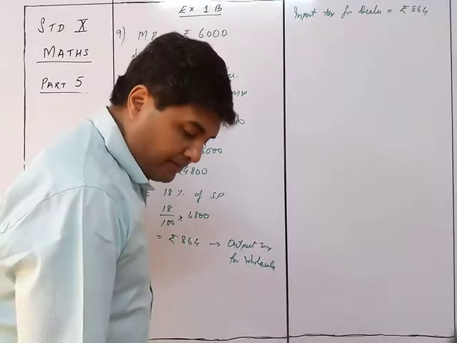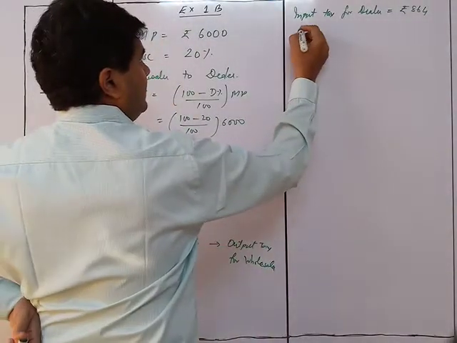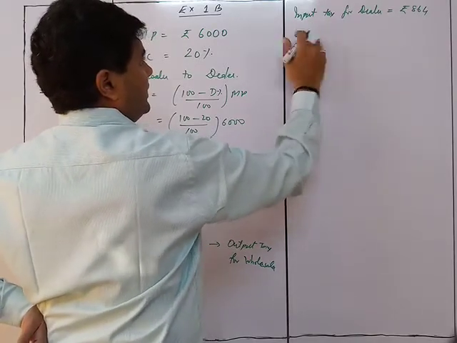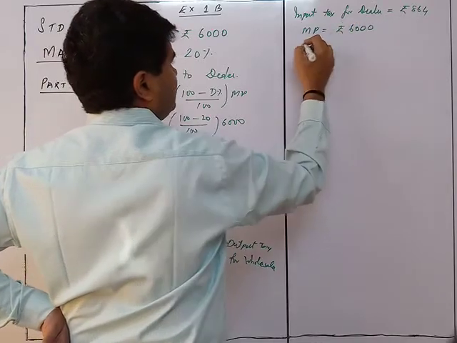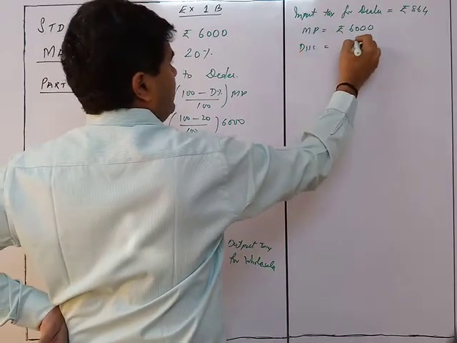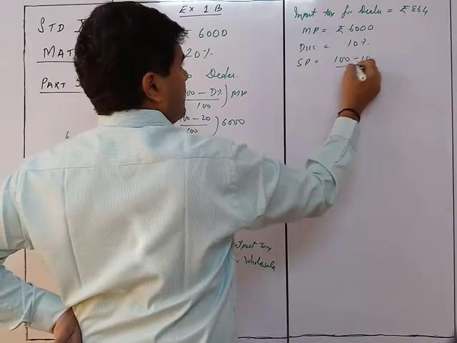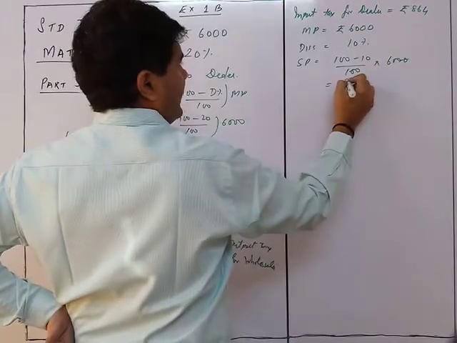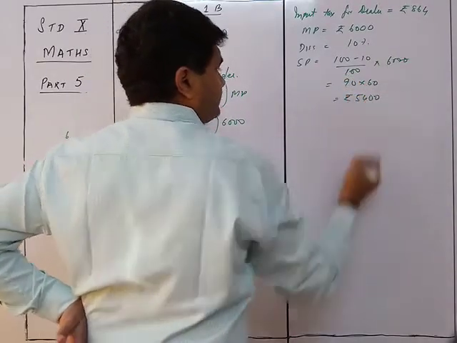Okay, now what is happening? He is giving a 10% discount to the customer. So for him, the MP is equal to rupees 6,000 and the discount is equal to 10%. So SP will be equal to (100 minus 10) upon 100 into 6,000, which is 90 into 60, which is rupees 5,400.